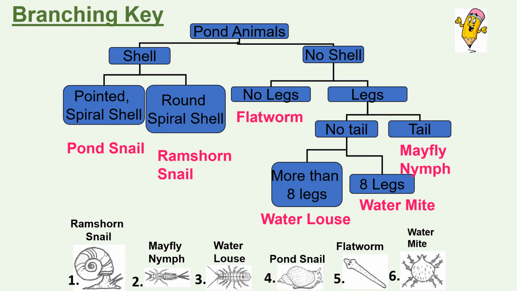Because your ramshorn snail has a round spiral shell and it's got a shell. Your mayfly nymph, it has a tail, it's got legs, it's got no shell. So that would be your mayfly nymph. Your water louse has got more than 8 legs, it's got no tail, it has legs, and it has no shell. Your pond snail has a shell, and this time it's a pointed spiral shell. Your flatworm has no shell, no legs, and your water mite, it has no shell, it's got legs, it's got no tail, and it's got 8 legs. So that separates all of your different water pond animals.